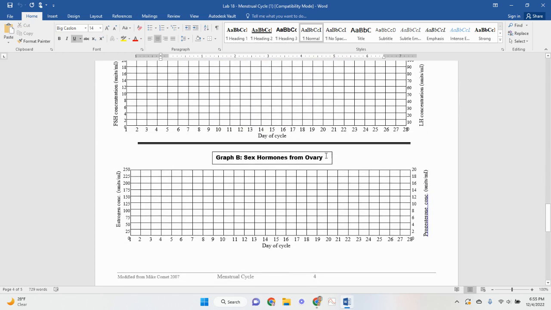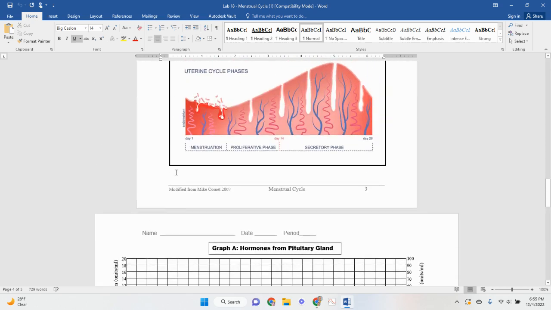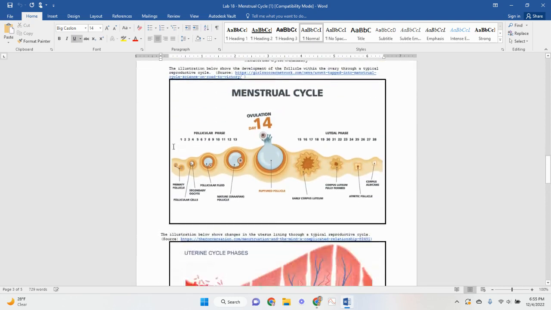You're also going to do the same thing with the ovarian hormones. Okay, that's estrogen and progesterone. The scale for estrogen is on the left. The scale for progesterone is on the right. So each of these graphs is going to have two lines, two different colors, each indicating the hormones that are changing.